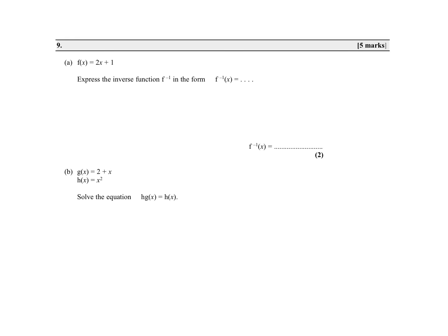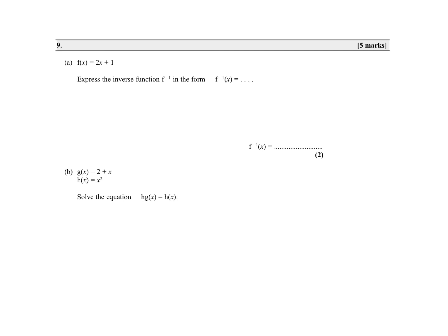Okay, question 9, again, very similar, and this time for part B, what you're going to be doing is solving the equations h of g of x equals h of x. So we are going to have a solving a quadratic equation. So let's just see how that quickly looks.